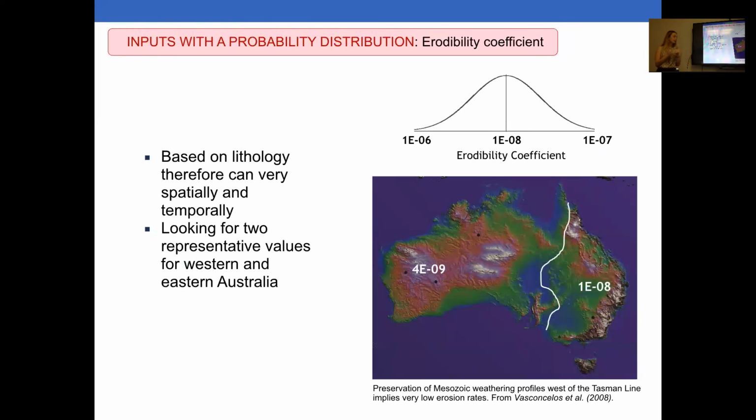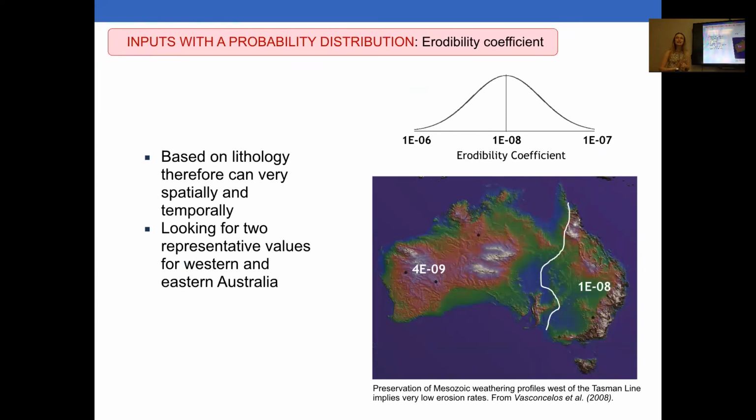So in my study, I developed an erodibility grid divided based on the Tasman line, which is this white line here, whereby Western Australia was harder to erode than Eastern Australia, using the logic that Western Australia is older, and therefore Eastern Australia is less consolidated and more susceptible to erosion. So we've chosen these values here, but again, these are really estimates that we try to refine through iterative model runs. But the idea is that this process can be optimized and automated.